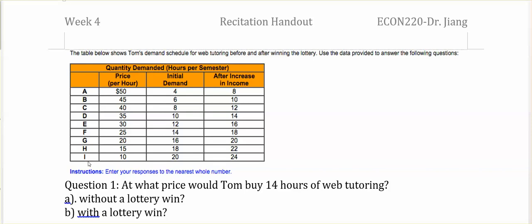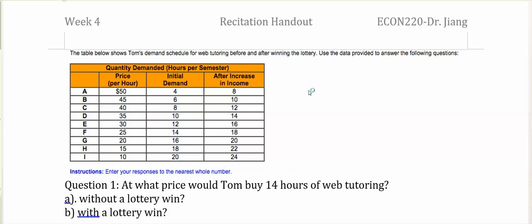If you look at the table here, you will find the first column, the price per hour, so that is the price. The second column, initial demand, means without a lottery win, Tom's demand. And the third column, after increased income, is with a lottery win, what is Tom's demand schedule for web tutoring? To answer this question, you can start from drawing the demand curve, or later I will teach you a very simple and quick way. First, let's look at drawing the demand curve.